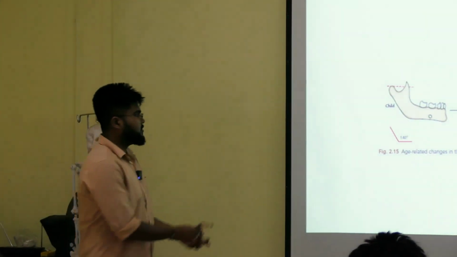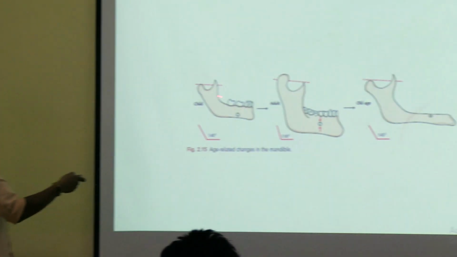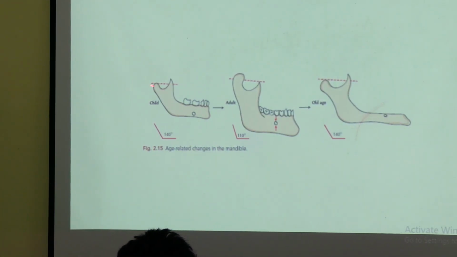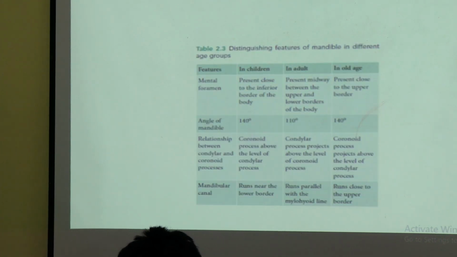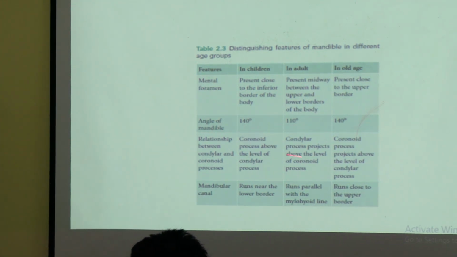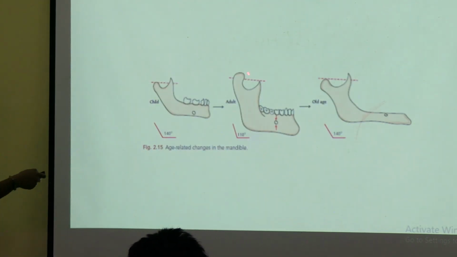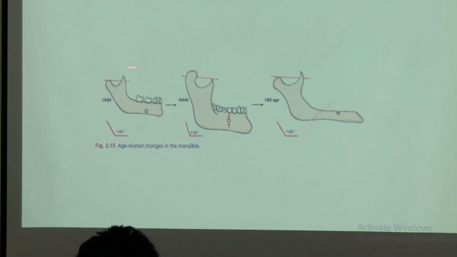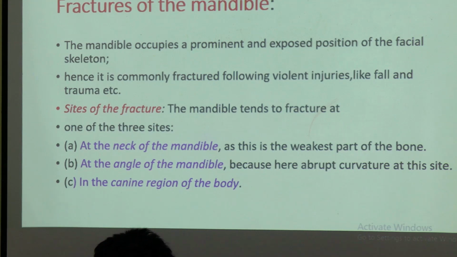Coronoid process. In children and old age, you can see the coronoid process is higher as compared to the condylar process. But in the adult, the condylar process is higher. See here the relationship between the condylar and coronoid process. The condylar process projects above the level of the coronoid process in the adult, but in children and old age it is lower as compared to the coronoid process.